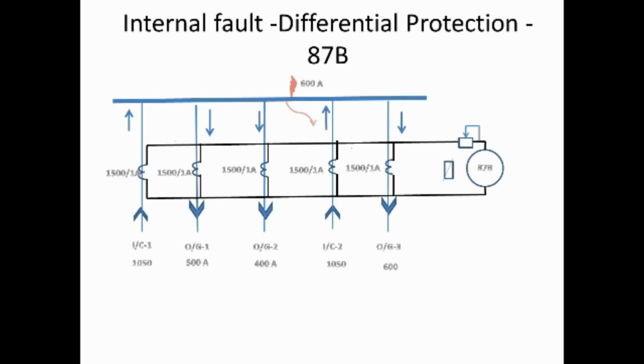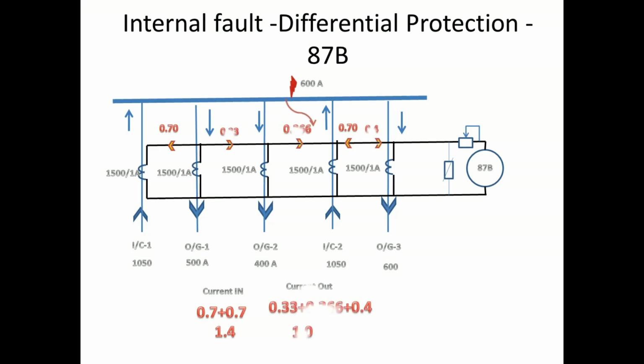The CT secondary current is produced corresponding to their current. The CT secondary current over each incomer is 0.7 A. So the sum of current in is 1.4 A. The sum of current out is 1 A.